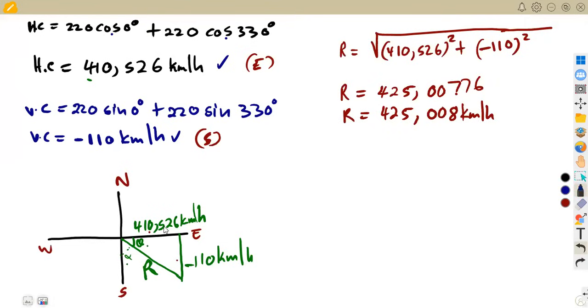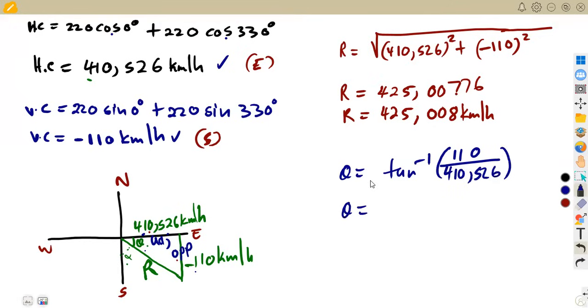If you are taking from theta, the angle that is inside here, theta is going to be arctan of the opposite over the adjacent, which is the vertical component over the horizontal component. The negative, like I said, is just for the direction, so don't consider that. So it's going to be 110 over 410.526. So we are going to have our theta, which was going to be 14.99998 and so on. As you can see, the digits keep repeating, so it's going to end up as 15 degrees. So that was going to be our theta.